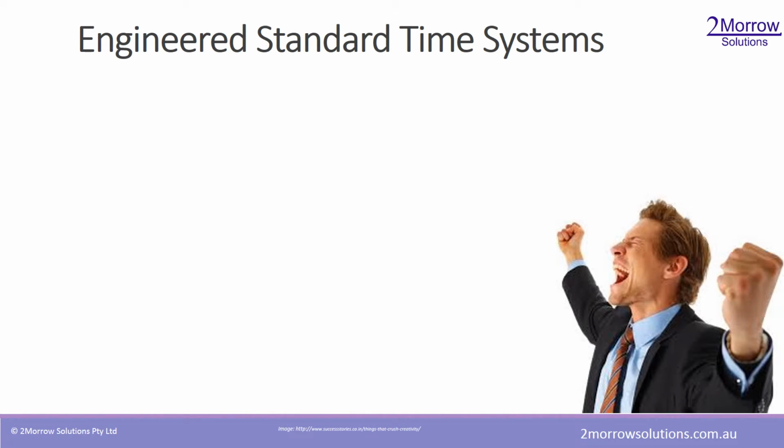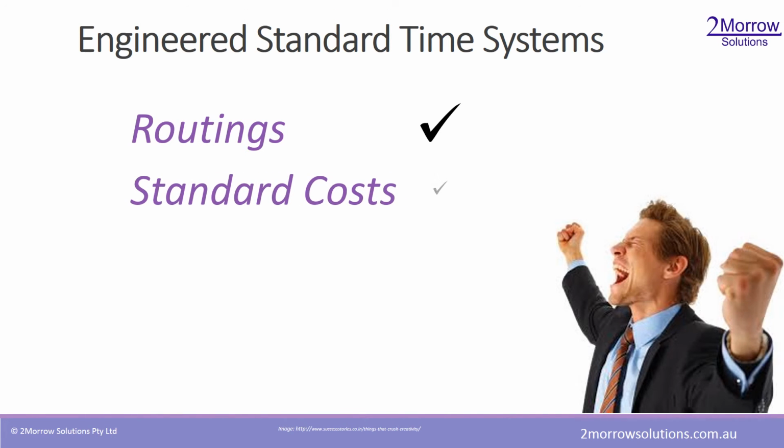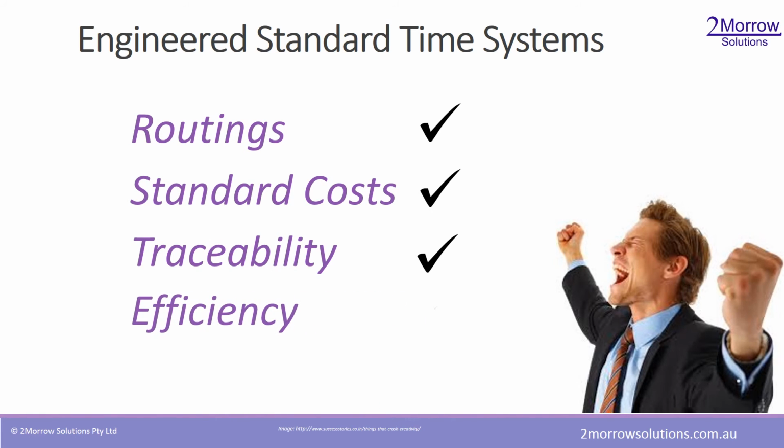In this video presentation, we have introduced the concept of engineered standard time systems utilizing MTM2. By adopting this approach, engineered standard time systems can have a huge positive impact on cost-effectively measuring and implementing routing times, can accurately capture labor times for standard costs, can provide a method of traceability for routing times in your ERP system, can provide a basis to measure production efficiency, can be used to effectively measure the success of your lean implementation. Now that's something to think about.